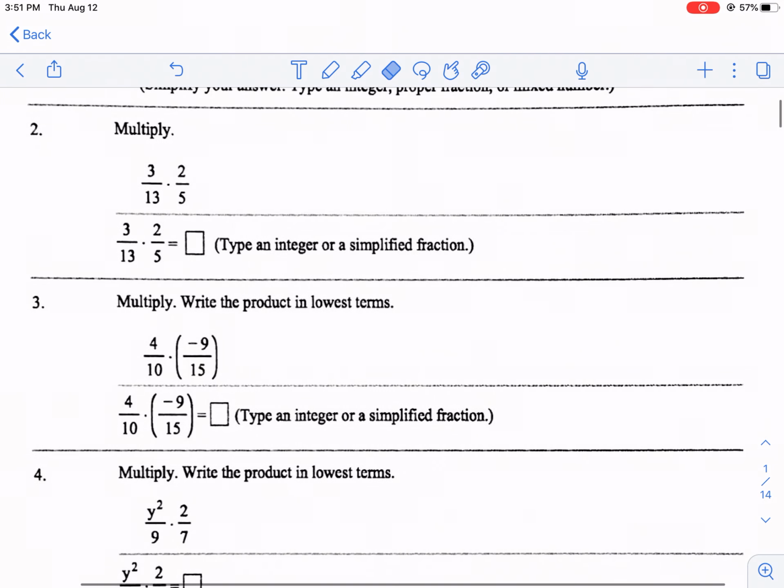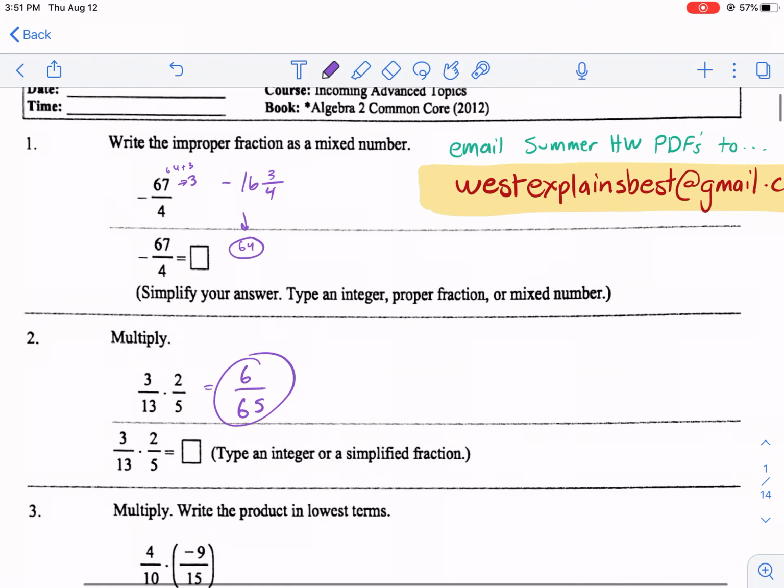So we already finished number 1. Number 2, multiply. If we're going to do this one, we're going to see if we can cross cancel, and we cannot. None of those have factors in common, and I'm just going to get my calculator. 13 times 5, and I get 65. So 6 over 65 is my answer there. Let me circle my answer. Not the 64. Okay.